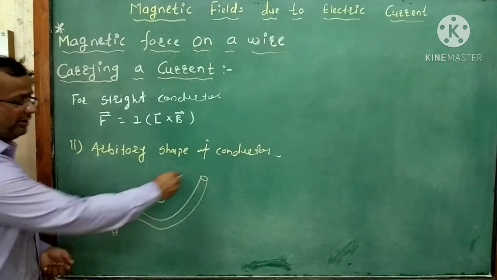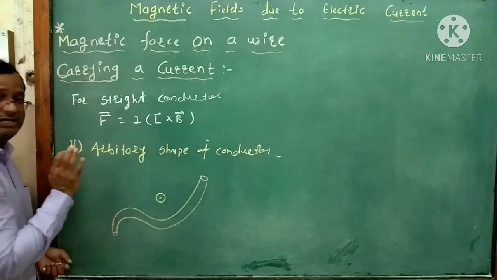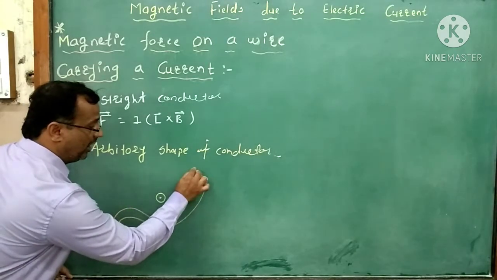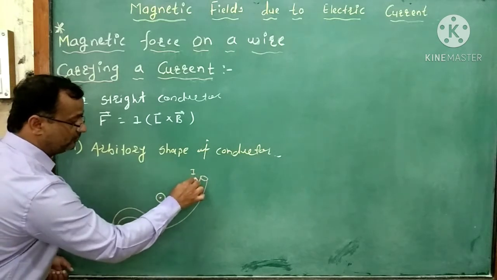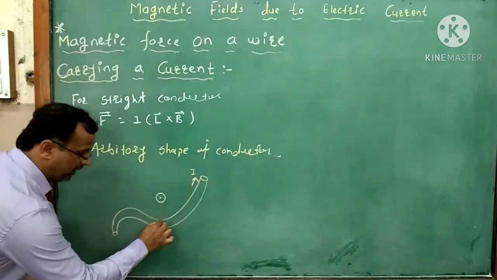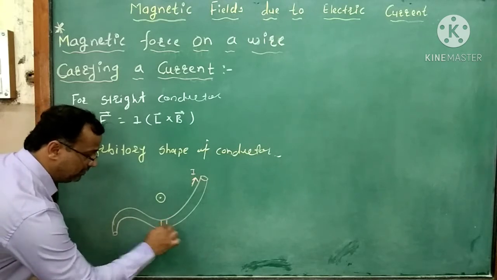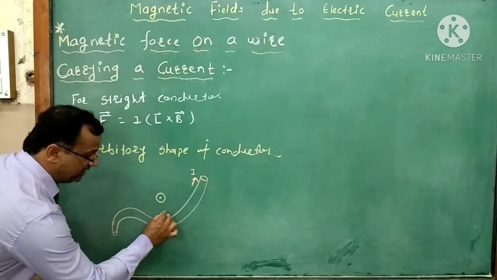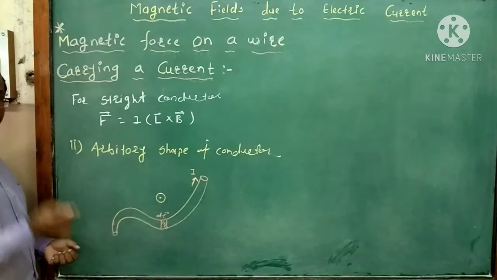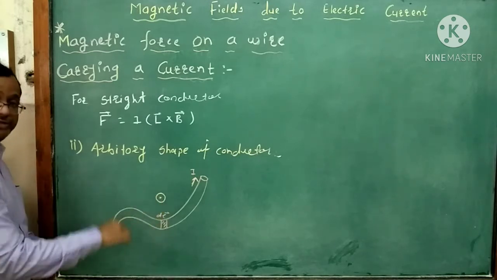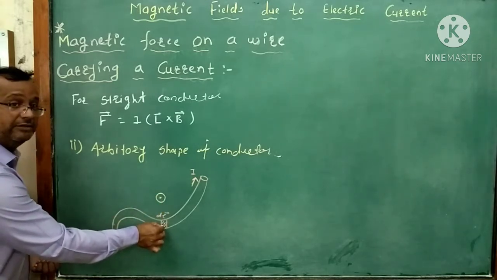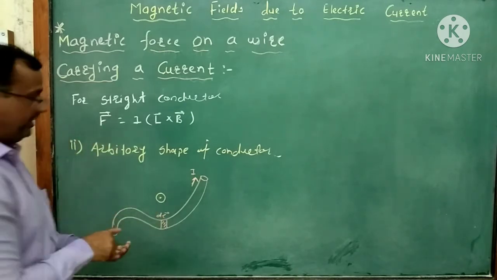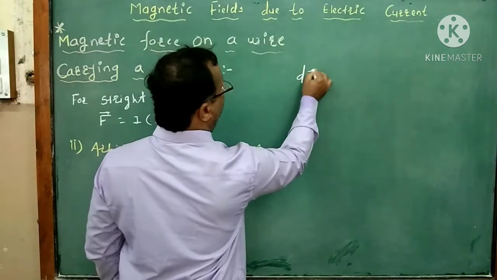Here we first take a small element of this conductor. And we know the direction of flow of current, meaning that along this direction the current flows. Right? Now we take an infinitesimal length of the conductor. Suppose this length is dl. Then the force this magnetic field exerts on this element, from the last equation, is dF.